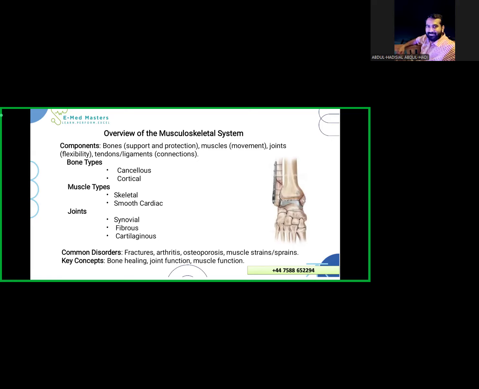Common disorders of the musculoskeletal system can be fractures, arthritis, osteoporosis, muscle sprains, and strains. The key concepts here are bone healing, joint function, and muscle function. So this is quite a general overview of the musculoskeletal system, what we'll be going through during the lecture.